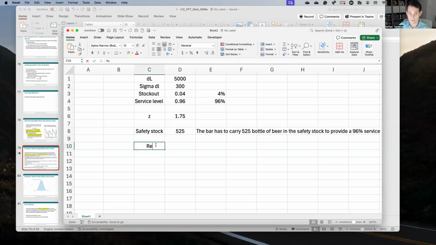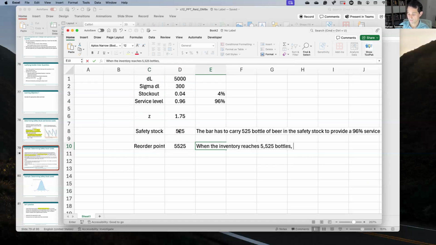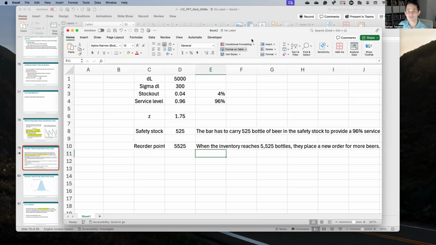Okay, so the reorder point is equal to my demand during the lead time plus the safety stock. So that's my reorder point. When the inventory reaches 5,525 bottles, they place a new order. They place a new order for more beers. Okay, so let's take a look here.